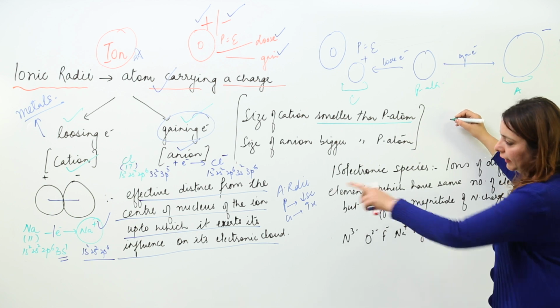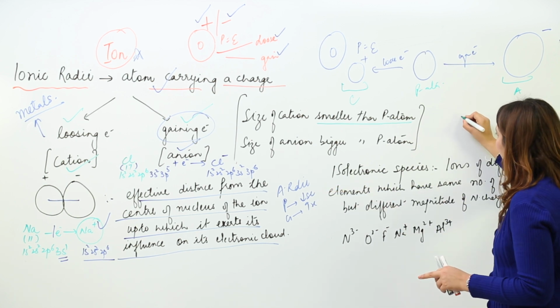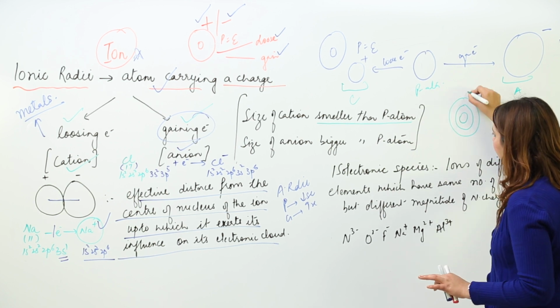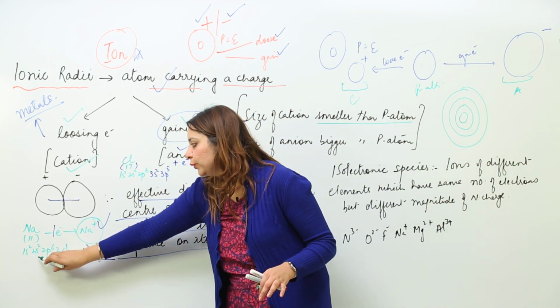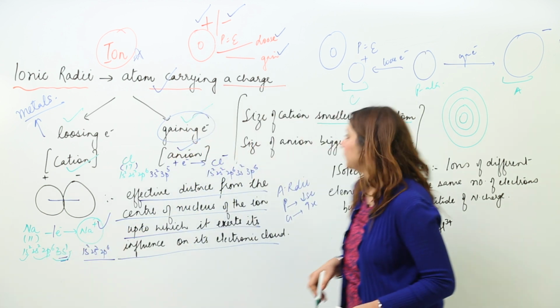See, as I wrote the configuration for sodium, sodium has three shells. This was the nucleus, first shell, second shell and third shell. This is what was there: 1s2, 2s2, 2p6, 3s1, first shell, second shell and third shell, right?